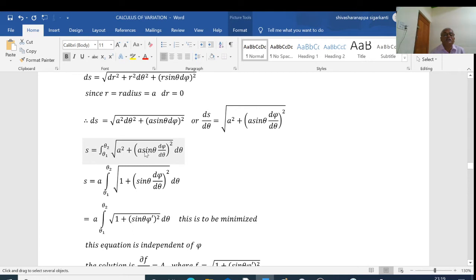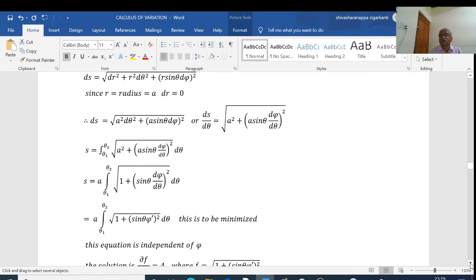So here my f is, and here a square is there, and if I take this a square common factor, I can write this outside. Okay, and the maxima minima depends on the value of this one. This is my f here. F equal to root of 1 plus sin theta d phi by d theta square. This is to be minimized.